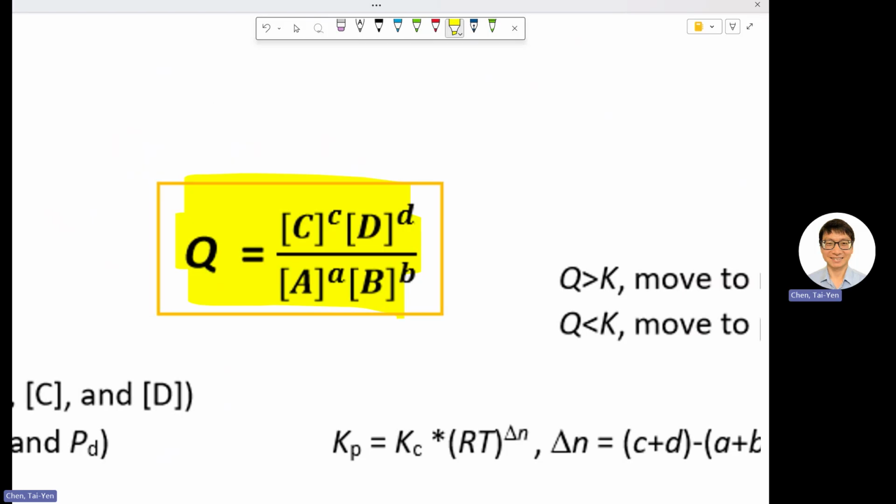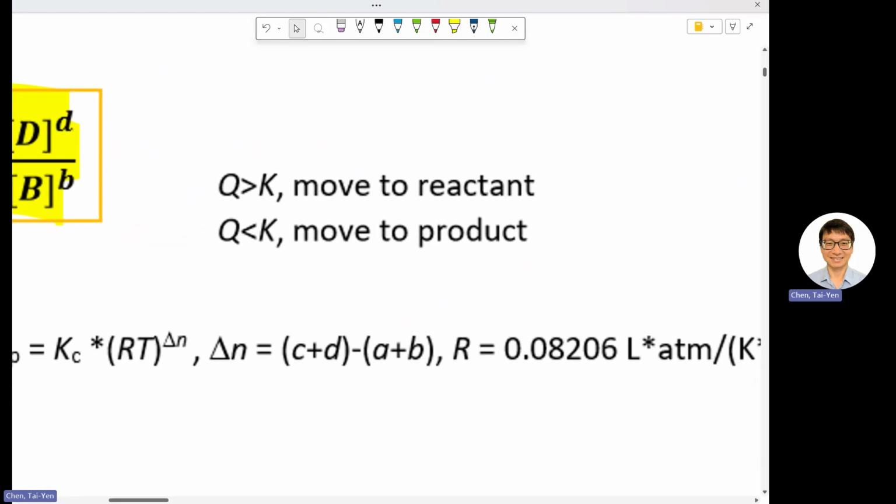Okay, so once we have that in mind, then you will be able to understand this statement, because one of the questions you're going to see a lot in this chapter actually asks you to predict how the reaction will move, to the reactant side or to the product side. Okay, the first one, if your Q is larger than your K, does that mean at the current moment you have too much reactant or too much product? Too much product, right? If your Q is really big, meaning you have too much product, okay?